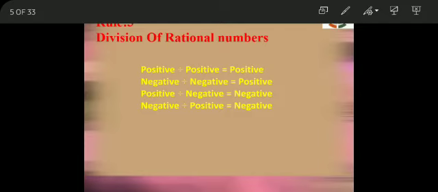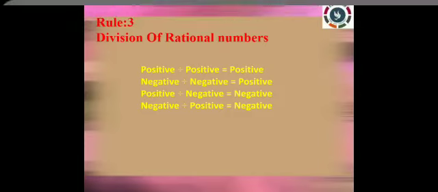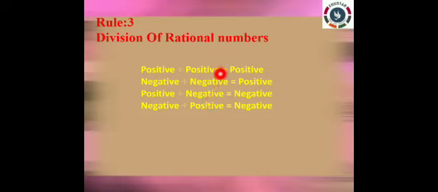When you divide two rational numbers with the same sign, the result is always positive. Just divide the rational numbers and make the answer a positive rational number. When you divide two rational numbers with a different sign, the result is always negative. Just divide the numbers and then make the answer a negative rational number.